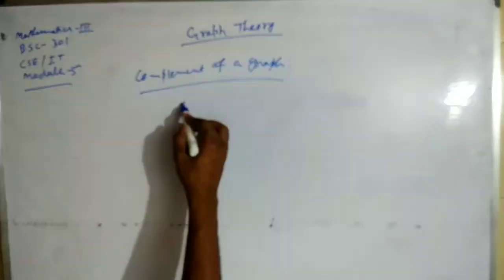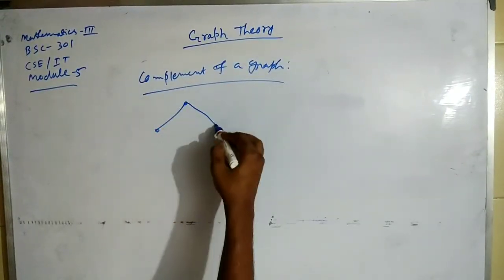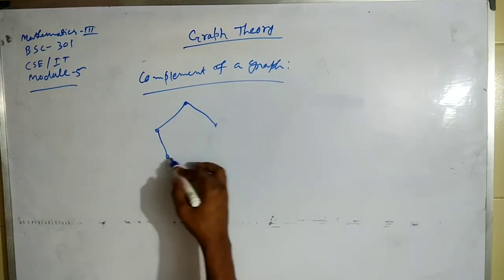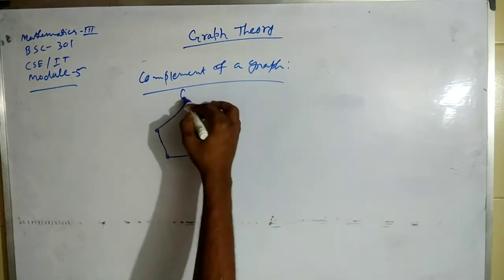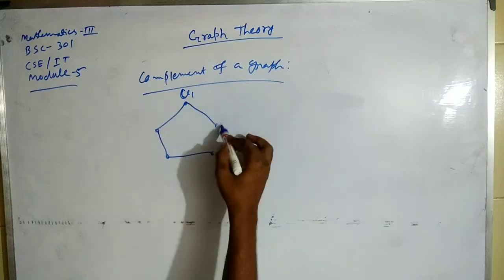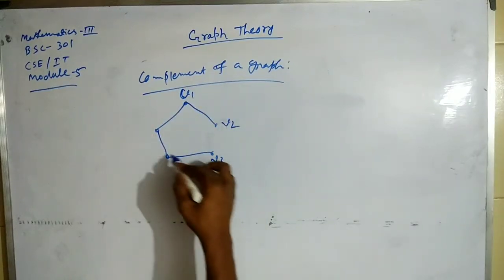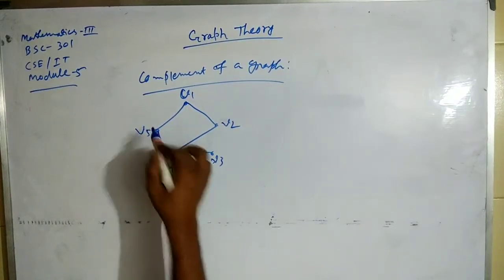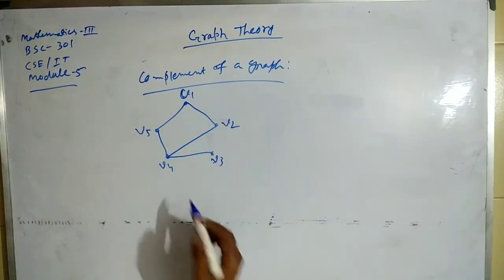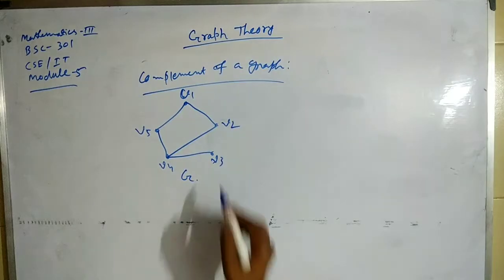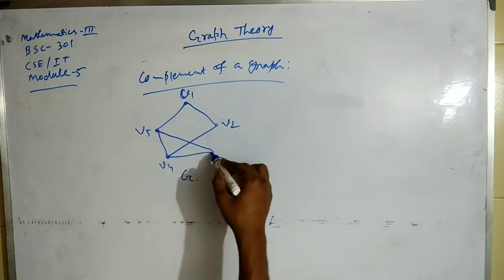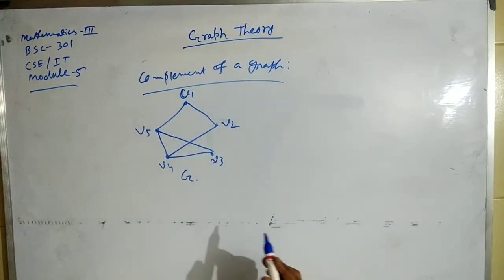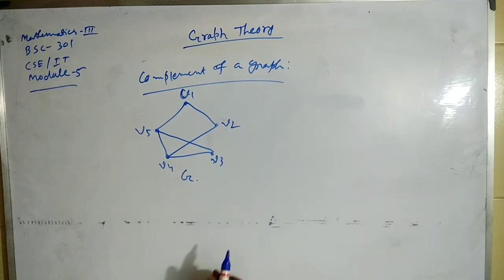So what is a complement of a graph? Suppose you have a graph, and I am taking an example with vertices V1, V2, V3, V4, V5. Suppose you have this graph. Now, what is the complement of this graph? First, let me tell you.